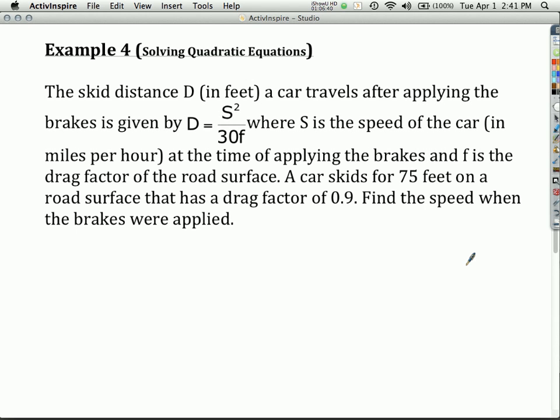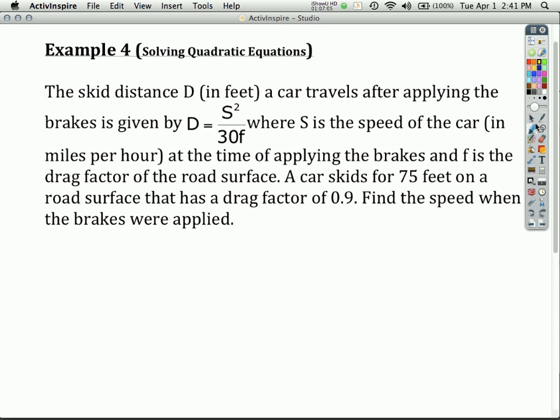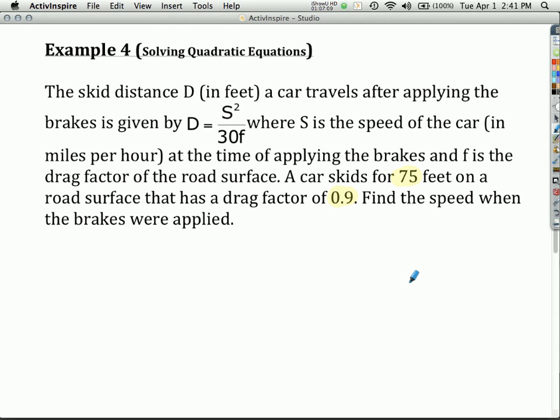And we have the information that the car skids for 75 feet, and the road surface has a drag factor of 0.9. I cannot explain, nor am I going to go into the idea of drag factor. That's something you'll study in a science class. I actually cannot explain it. I understand the basics of it, that the road actually applies a force against the tire, but beyond that, I can't really explain it.